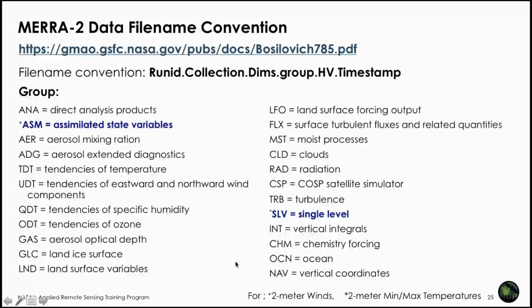What we want to point out here is that ASM, or assimilated state, is what you access for 2 meter winds, which are near surface winds, and they form input to the VIC model. Another thing to notice is SLV, or single level. So when you search for data, you would be focusing on MERRA-2 ASM data or SLV data. SLV data are for near surface minimum and maximum temperatures.